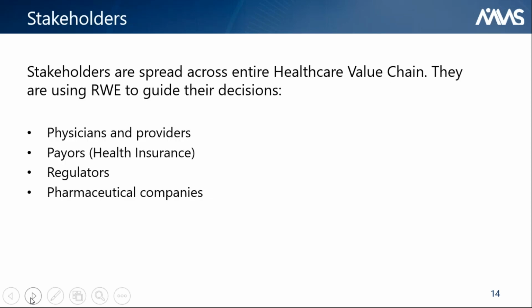And finally, coming to stakeholders. Stakeholders are spread across this entire process. They are very important. There are a lot of different stakeholders, but we have four major ones. Physicians and providers, who are the primary first contact, and we have health insurance companies, regulatory agencies, pharmaceutical or medical device companies. So these four are major stakeholders in this RWE process, and they have to come together to achieve what we are hoping to achieve from RWE.